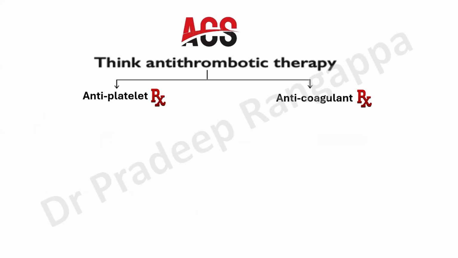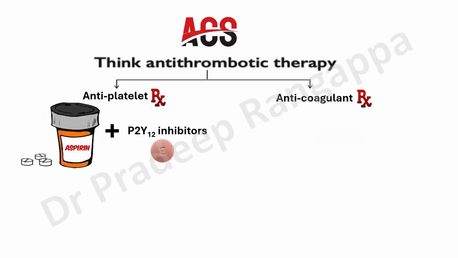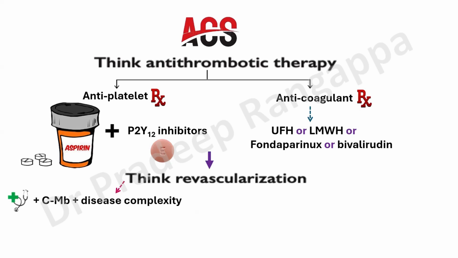So there is more emphasis on continuation of the P2Y12 inhibitor as opposed to the aspirin. So the P2Y12 inhibitor is more emphasized. In anticoagulation, obviously the choice would be predominantly low molecular weight heparin. If there is some contraindication, then unfractionated heparin or fondaparinux or bivalirudin.